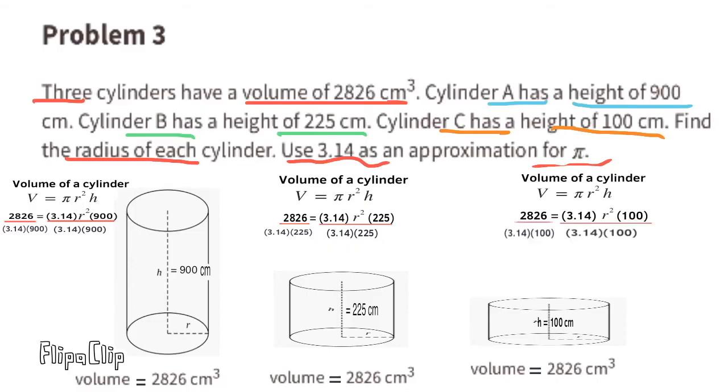Now the first equation reads 1 equals r squared. The radius for the first cylinder is 1, since 1 times 1 equals 1. Now the equation for the second cylinder reads 4 equals r squared. The radius for the second cylinder is 2, since 2 times 2 equals 4. The equation for the third cylinder now reads 9 equals r squared. And the radius for the third cylinder is 3, since 3 times 3 equals 9.